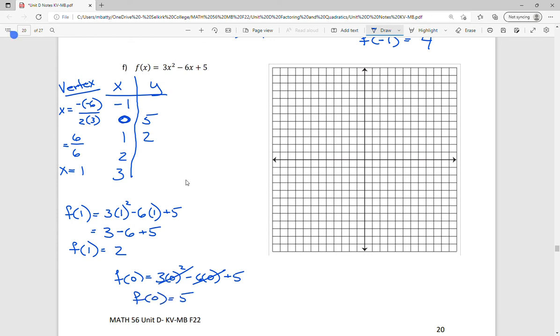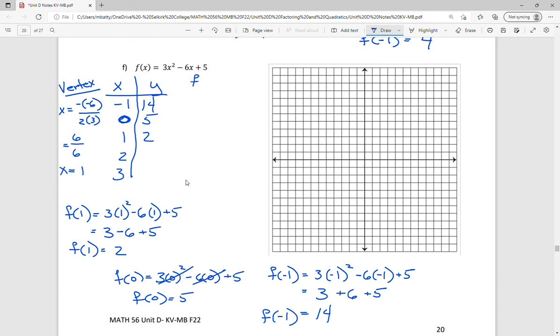And if I carry on, let's go up. Let's finish up here. So we'd have F at -1. I'd have 3 times -1 squared minus 6 times -1 plus 5. I'd have 3 plus 6 and plus 5. I'd have 14. This is where my graph paper became challenging. And I tried to save it by putting a bigger one in, and it's still not going to fit.